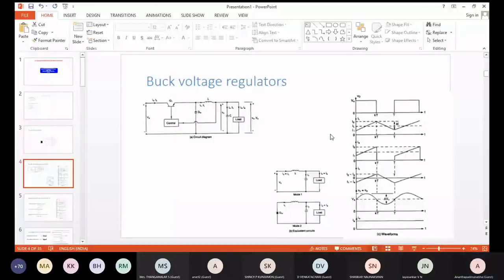To facilitate writing these waveforms, two equivalent circuits have been drawn. If you just see here, mode 1 and mode 2 have been shown. One during switch on and one during switch off of the MOSFET. That is the main triggering point for any mode change. Okay, and here the same waveforms have been shown for your convenience.